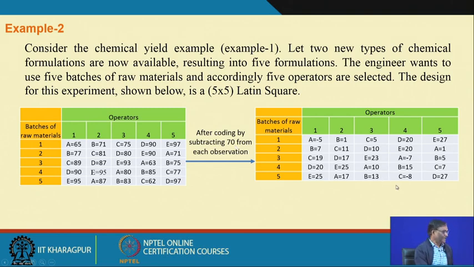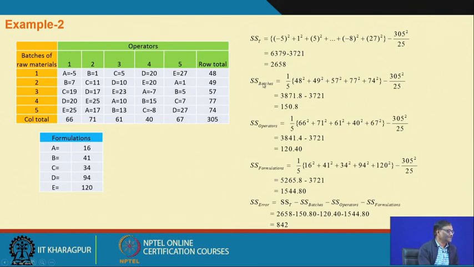Now, using these formulas for SST, SS batches, operators and formulations, we found that SST is this, SS batch is this, operator this, formulation this, and SS error this.